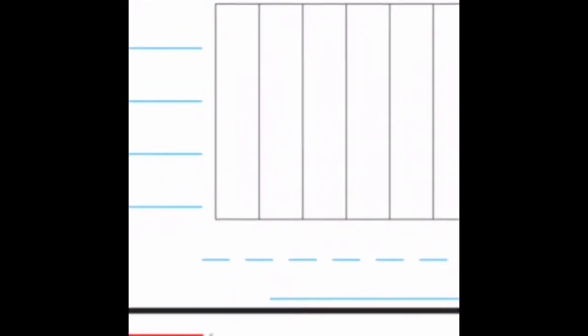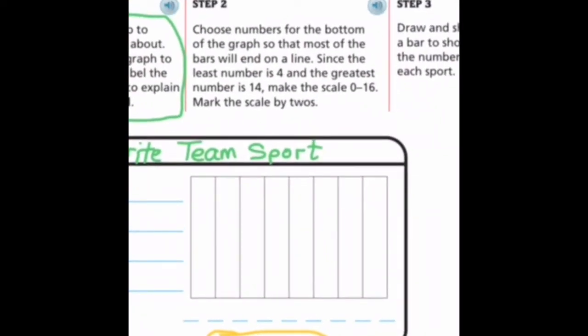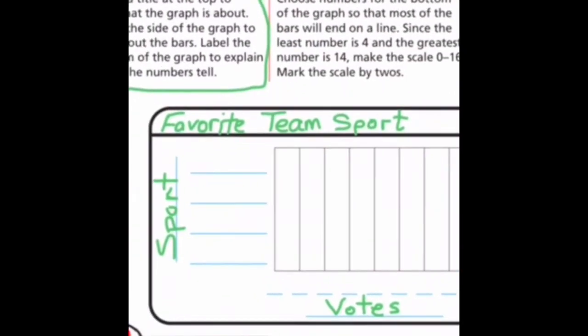The other one I need to do is this one right here to label the bottom. And that's going to be, instead of tally, I can write votes or number or something like that. And I'm just going to write votes. There we go. So I took care of step 1.